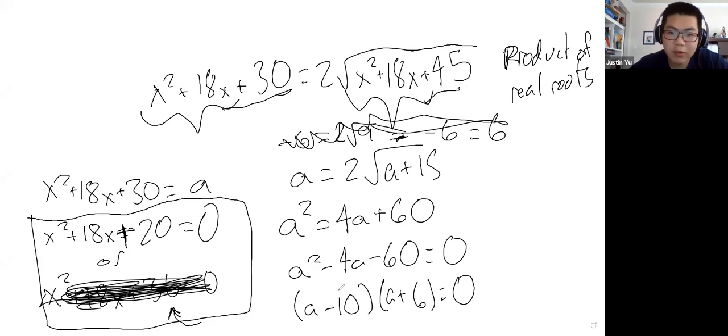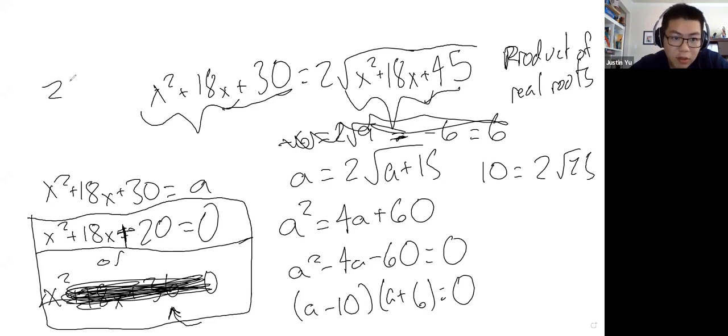So does a equals 10 work? All right, let's check. 10 is equal to 2 times the square root of 25. That looks good. So then we just need the product of the roots of this equation. So that's 20. Does everybody see how I got this? Or does anybody have any questions?